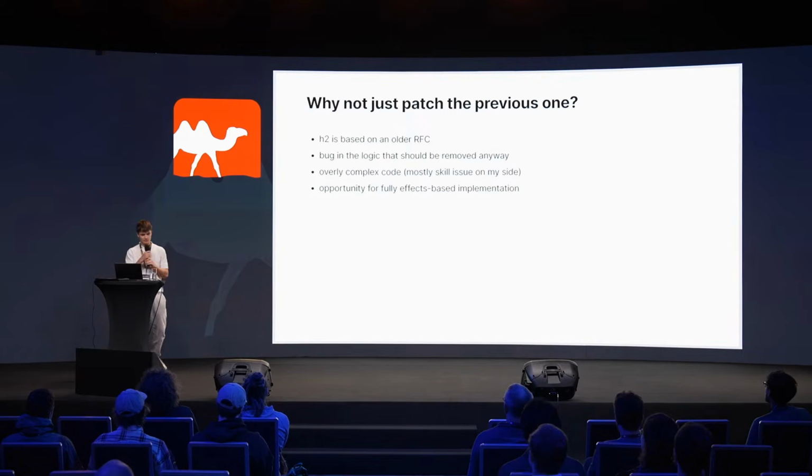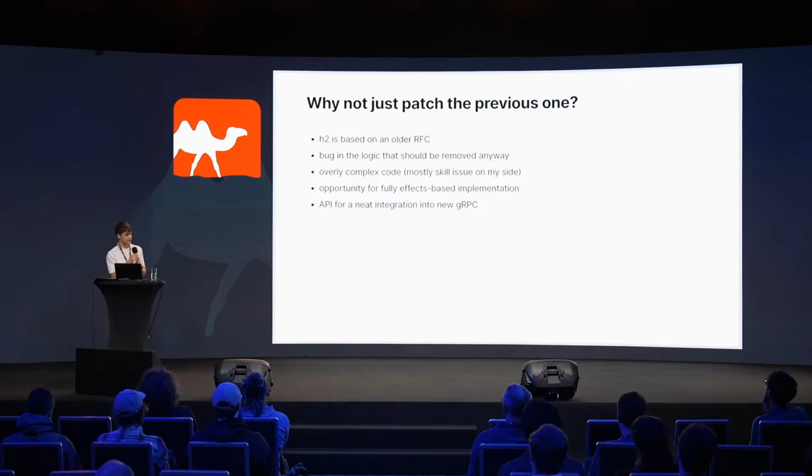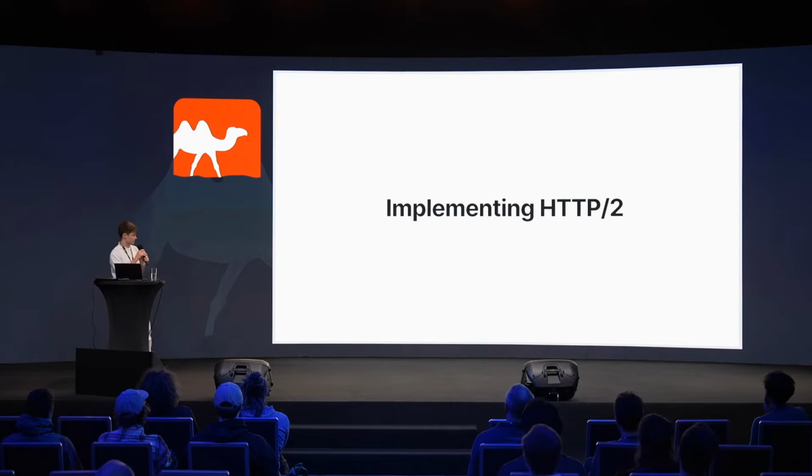This is also an opportunity for us to experiment with effects. Everything we do in OCaml, we do with Eio right now, which is an effect-based scheduler. So this was an opportunity for that. And we wanted to re-implement gRPC anyway because it had several problems. So this was also an opportunity to make an API to neatly integrate with gRPC. So let's talk about implementing HTTP/2.